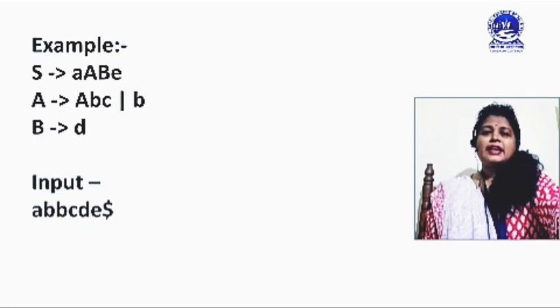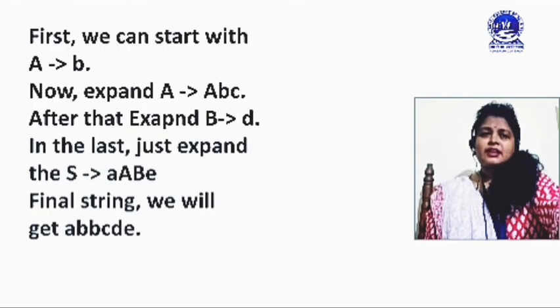Now I have taken one example so that you will be clear how the bottom-up parser is working. In this example, I have used production rules. Those are S implies AABE, A implies ABC, A implies b, B implies d, and let the input be abbcde. Now in this example you can see that some symbols are in small letter, some symbols are in capital letter, and you know about terminal and non-terminal, so there is no need of explanation. Now we will start.